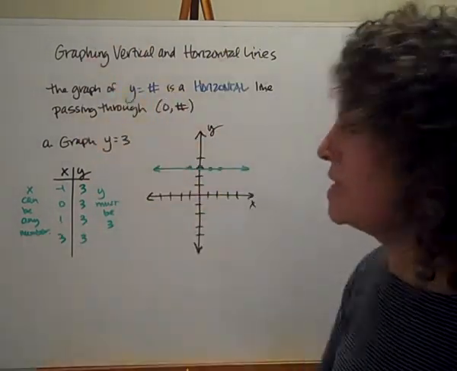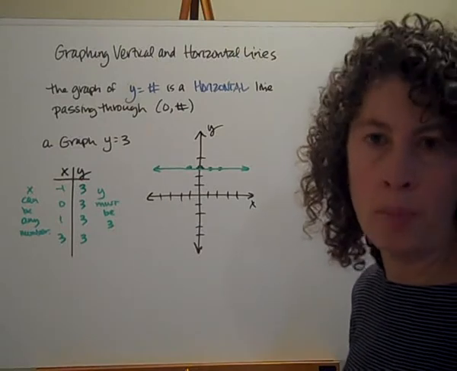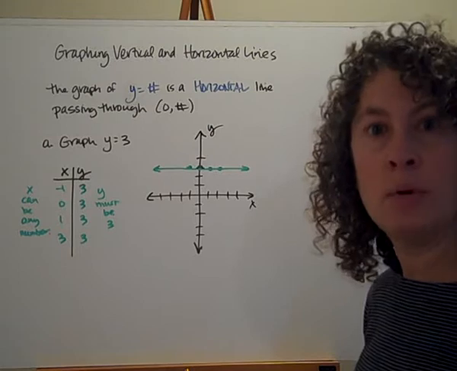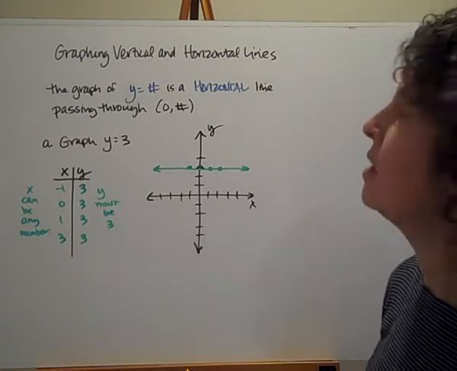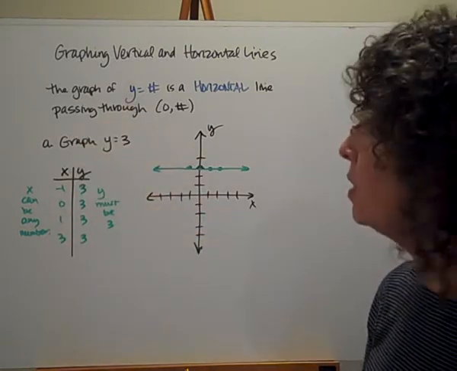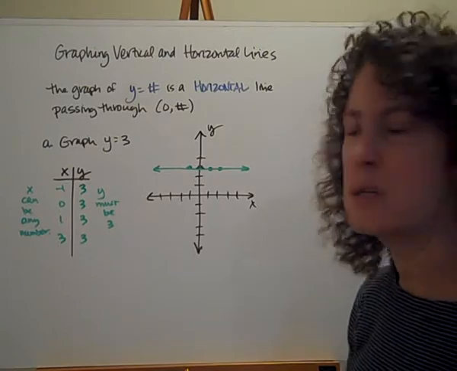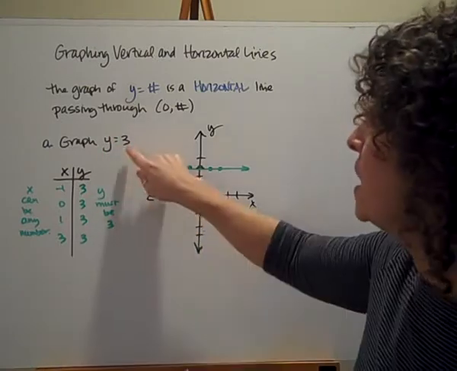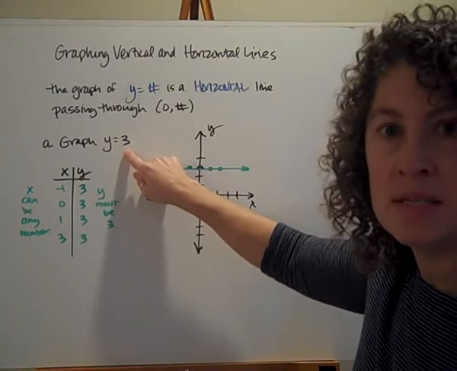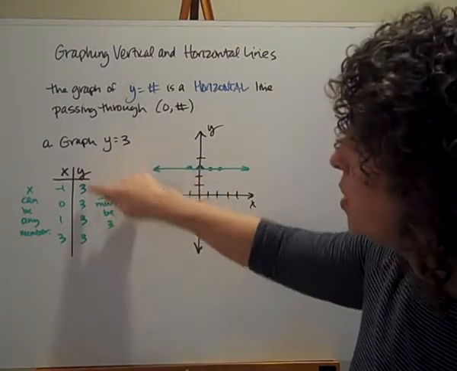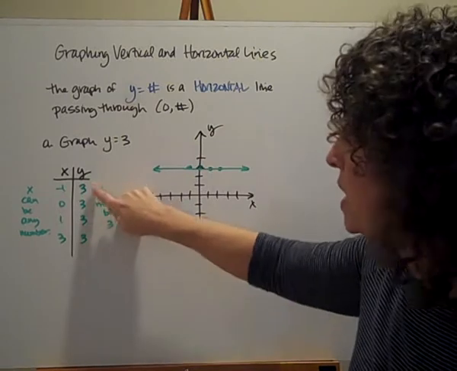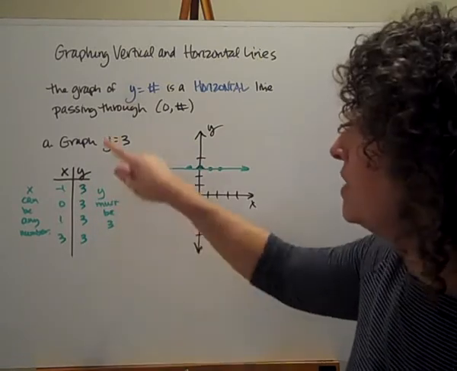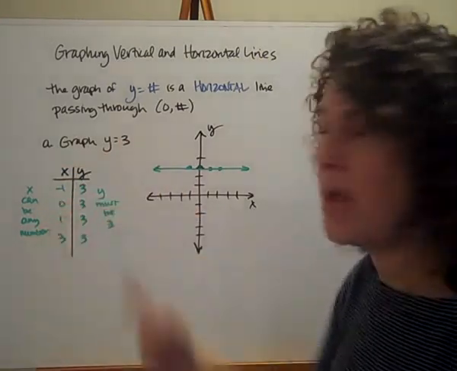When I go to make a table for this one, remember our pattern for graphing these is pick some numbers for x, make a table, and then graph those. That's our basic pattern. But wait a minute, I can't pick any values for x because it's not actually telling me anything about x, but it is telling me something about y. It's telling me that y has to be 3. So I know that in my table, y can only be 3. They didn't tell me anything about x, which means x can be any number that I want.